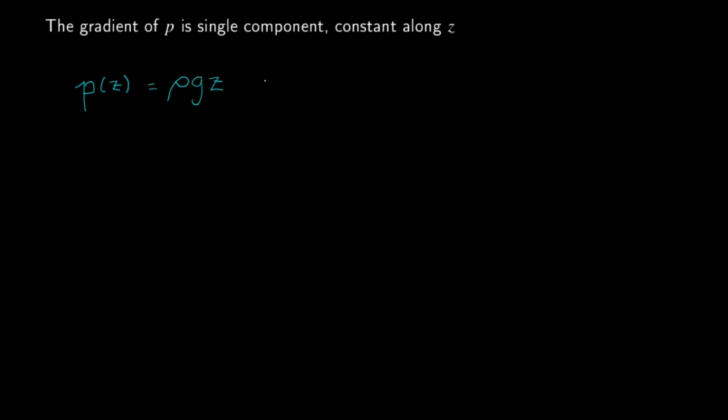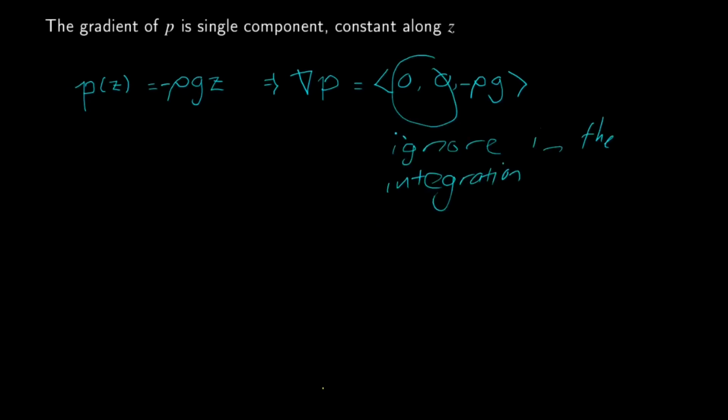Now the gradient of P, since P is scalar, its gradient is a vector field. So we have the gradient like this, and because of the zero components for x and y, we just have rho g in the z direction, or negative rho g. So we just ignore the other integrals. Now we can apply the gradient theorem.